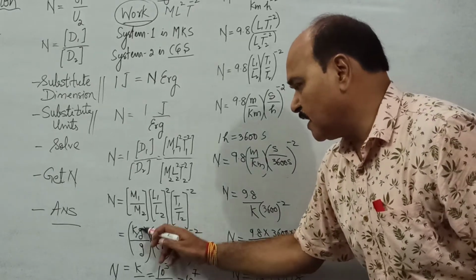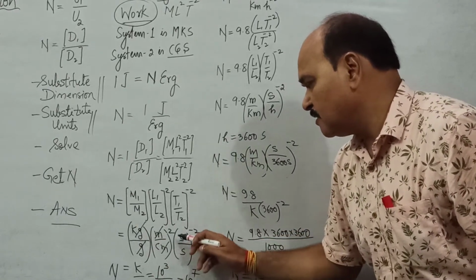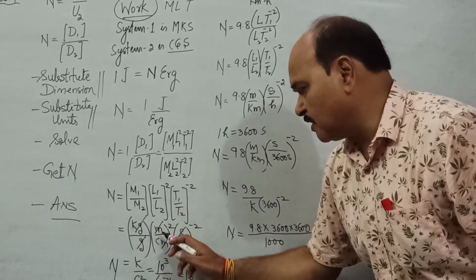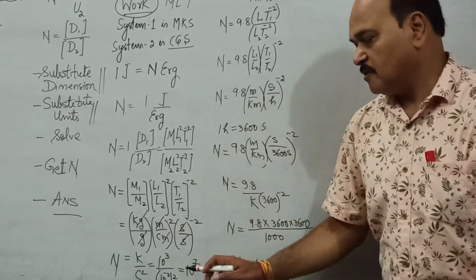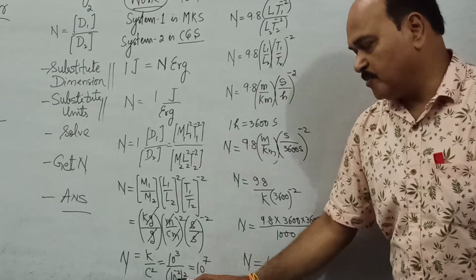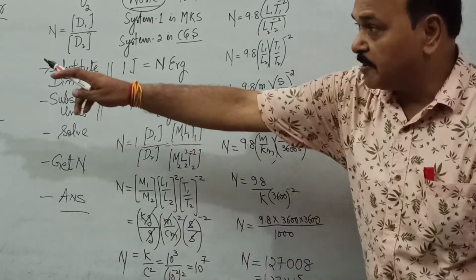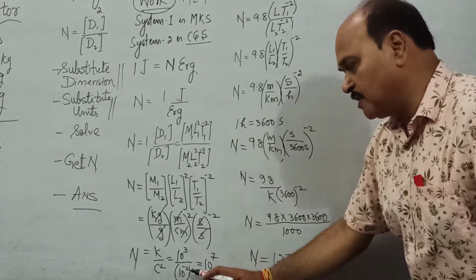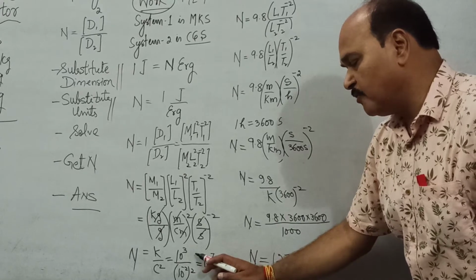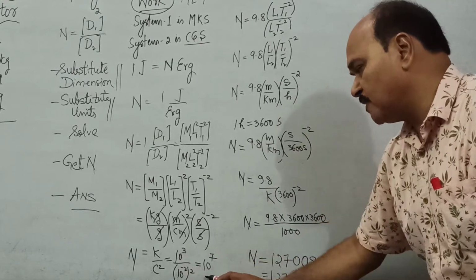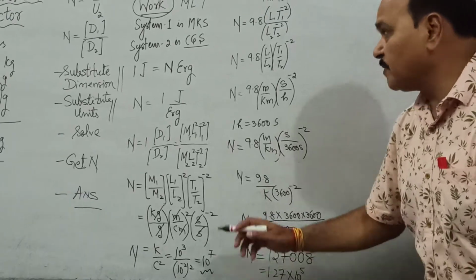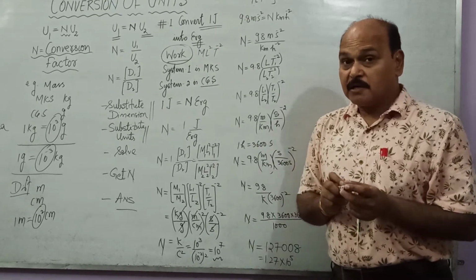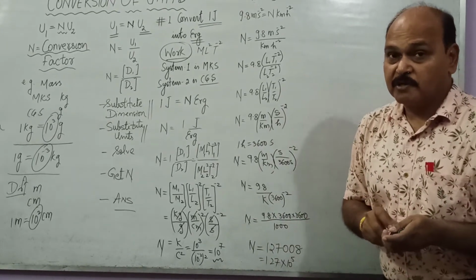Now you can see this gram cancels out, this meter cancels out, this second cancels out. What do we get? Kilo here, and when we open up the bracket, we get centi square. Kilo upon centi square, rest all cancel out. Kilo is 10 to the power 3, centi is 10 to the power minus 2, square of this is 10 to the power minus 4, and when this 10 to the power minus 4 moves up, it becomes 10 to the power 4. The 10 to the power 4 and 10 to the power 3 give 10 to the power 7. This simply means 1 joule of work is equal to 10 to the power 7 erg. This is conversion 1 of the day.